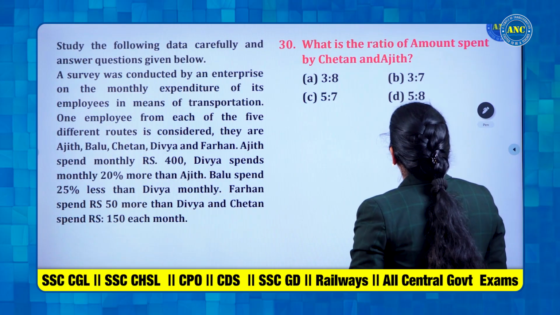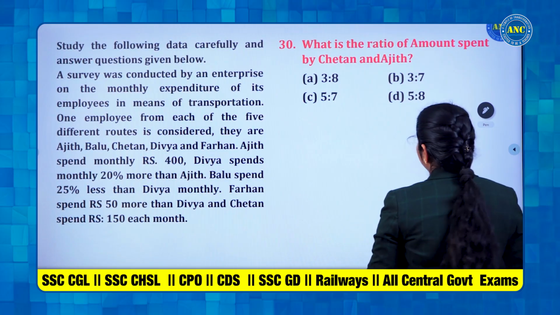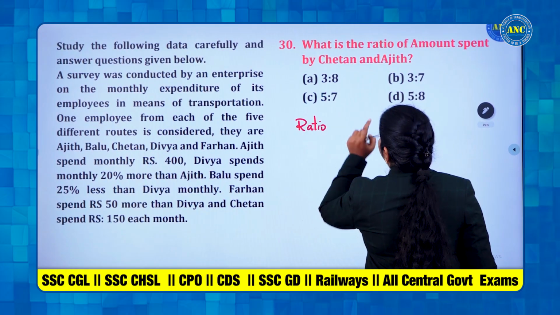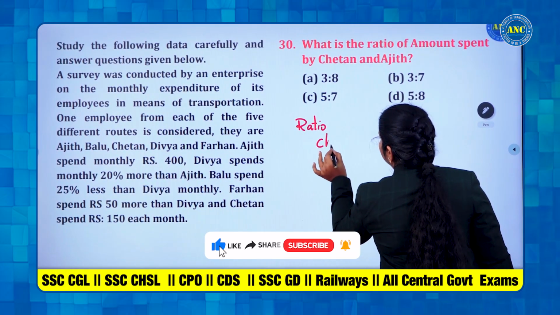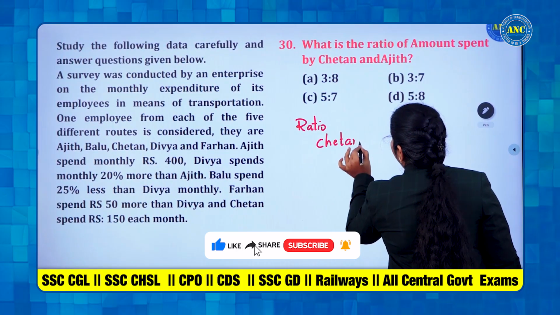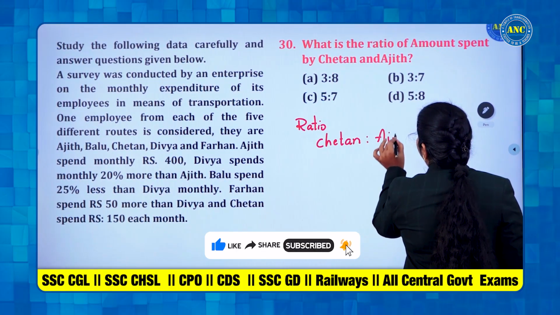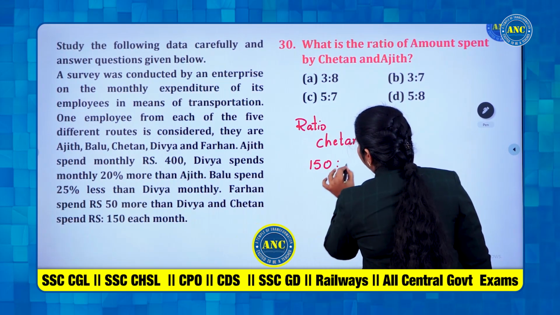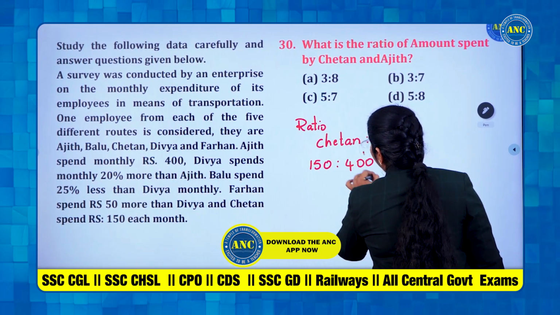What is the ratio of amount spent by Chetan and Ajit? They wanted to take the ratio. Okay. Ratio of amount spent by whom? Chetan to Ajit. Right? Chetan's value is 150. Ajit's value is 400. Yes.